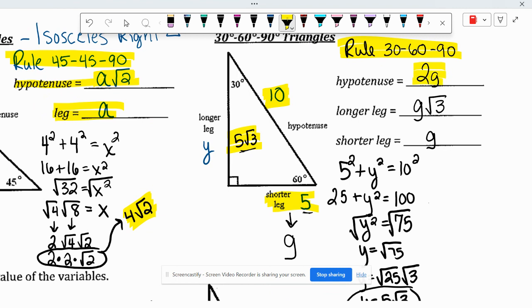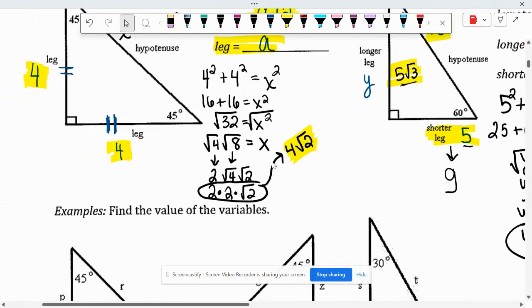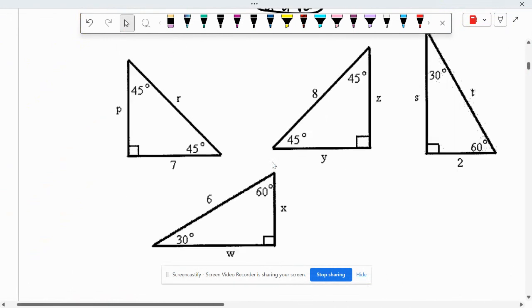So we're going to use that rule, but we can also use the Pythagorean theorem every single time. I'm just trying to show you a shortcut, right? These are two special types of right triangles. 45, 45, 90 means that you have two angles that are 45 and one that's 90. 30, 60, 90 means you have an angle of 30, an angle of 60, and an angle of 90. So let's do some practice.